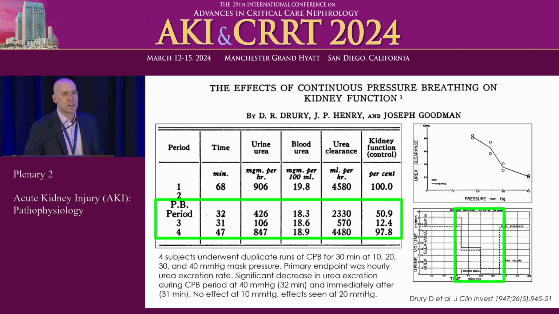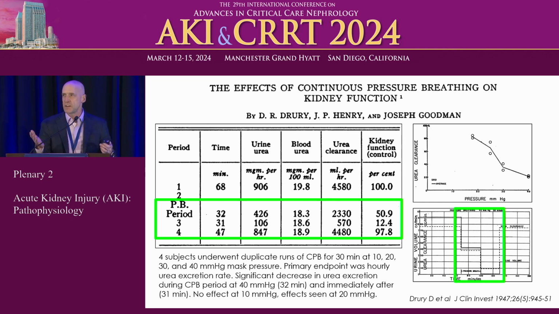Now, I want to go back to physiology. I always like to show slides and PDFs of slides before I was born. But this gets at some of the early physiology. This is a simple experiment in subjects that were applying positive pressure ventilation for 30 minutes at a time, 10, 20, 30, 40 millimeters of mercury.